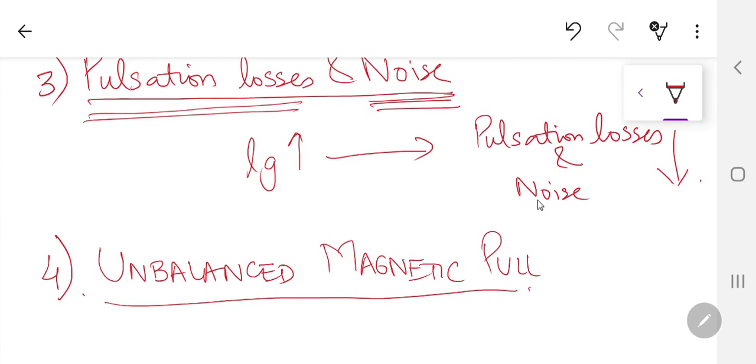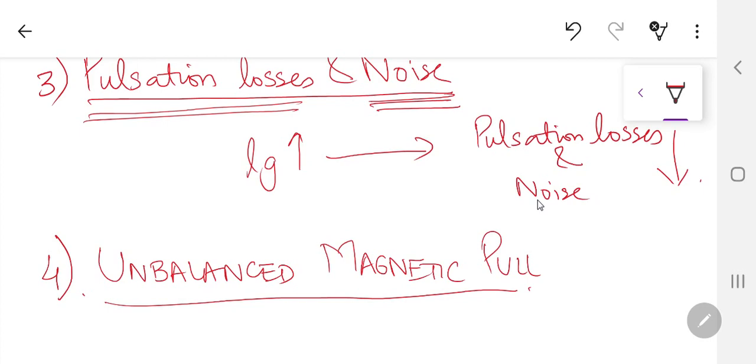Maybe in the next session, or on MS Teams, I will upload some pictures. I have some pictures of induction machines which I opened with my own hands, where the stator and the rotor had collided, and that collision was because of faulty bearings or because of the unbalanced magnetic pull.